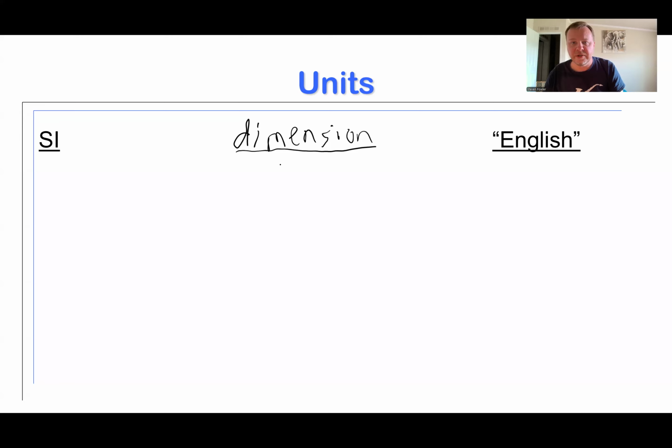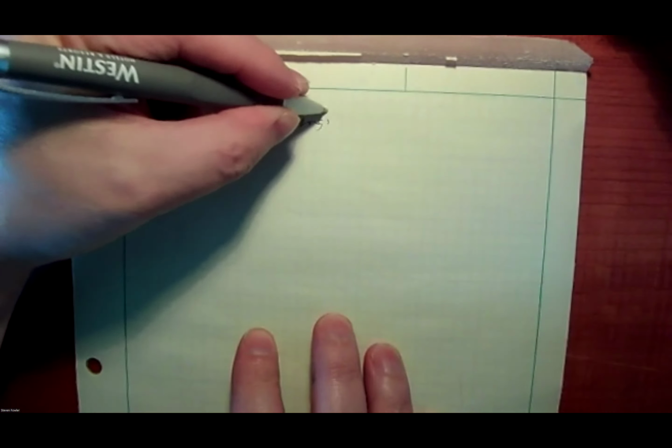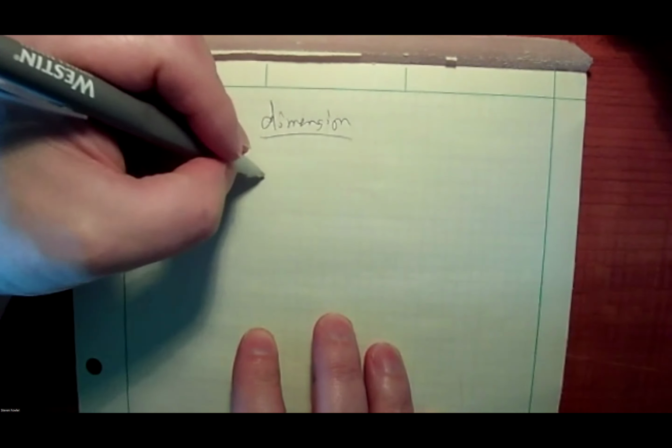Let's talk about what are some common dimensions that we would use. And I'm going to switch here. I'm going to stop share and switch to my document camera, and I'm just going to write this out on paper. So, dimension.